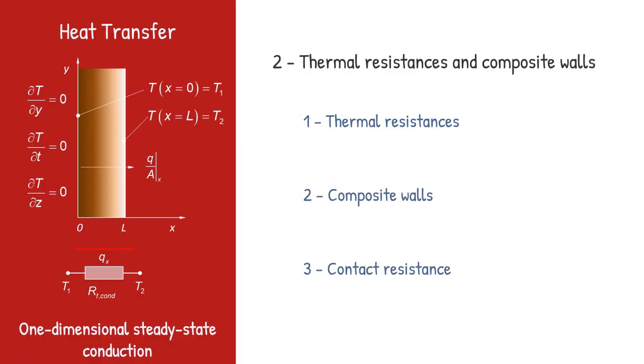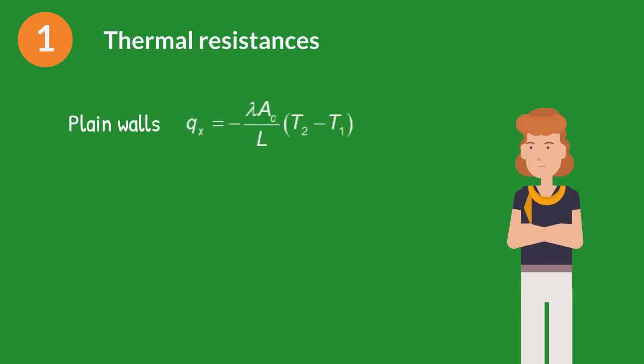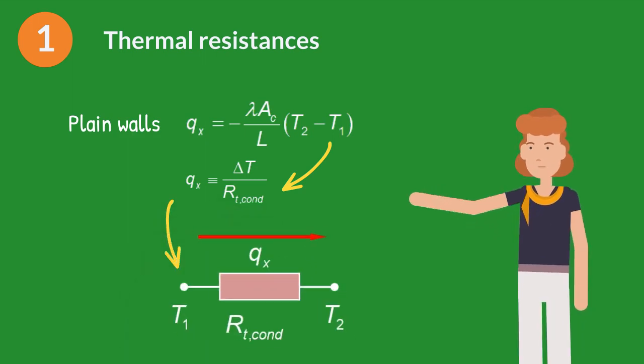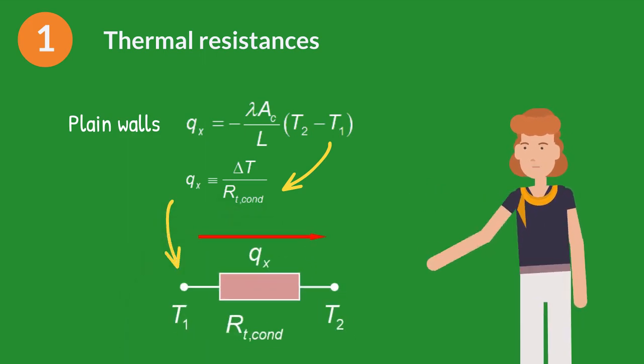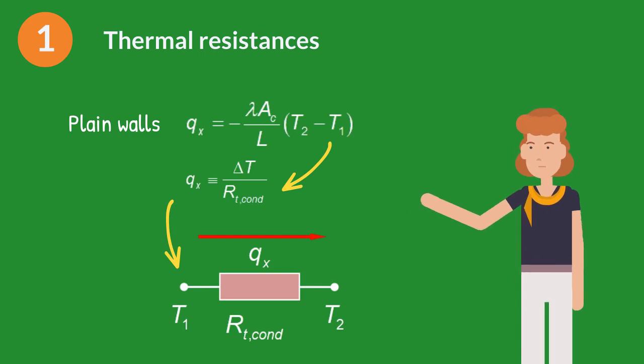Let's start by defining what thermal resistances are. At this point, for the special case of one-dimensional heat transfer with no internal energy generation and with constant properties, a very important concept is suggested by the heat transfer rate equation. In particular, there exists an analogy between the diffusion of heat and electricity. In the same way as an electrical resistance is associated with the conduction of electricity, a thermal resistance may be associated with the conduction of heat.